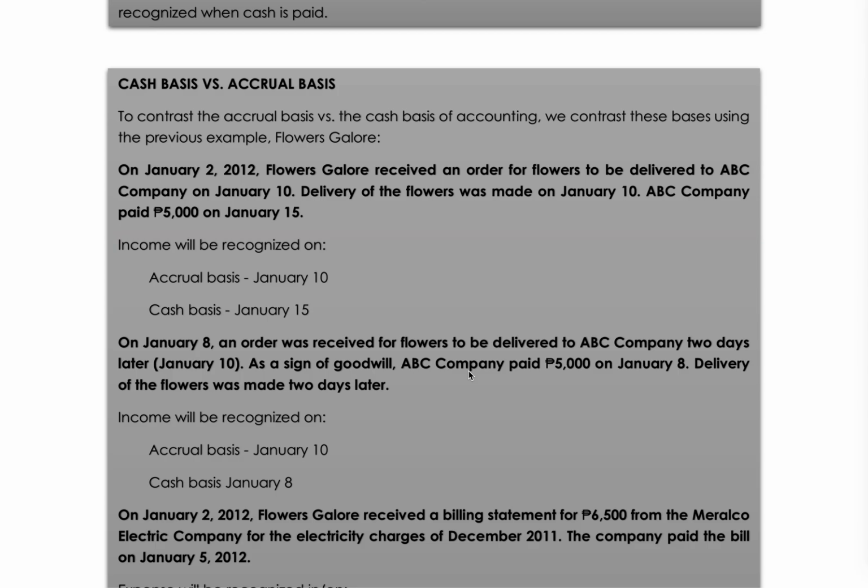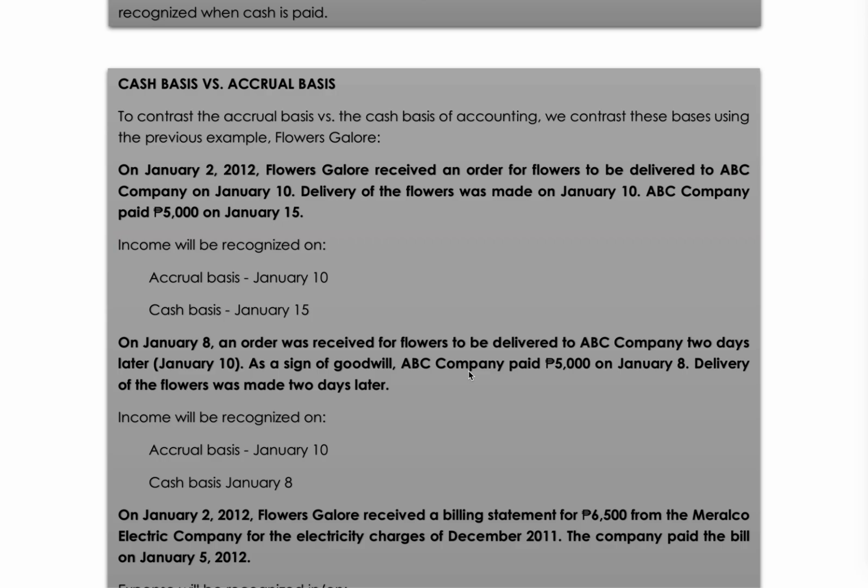Nakita niyo yung difference? Pag accrual basis, when the goods are delivered or the services are rendered. So, in this case, January 10. Pag cash basis of accounting, when the cash is received or the cash is paid. So, kailan yan? January 15.